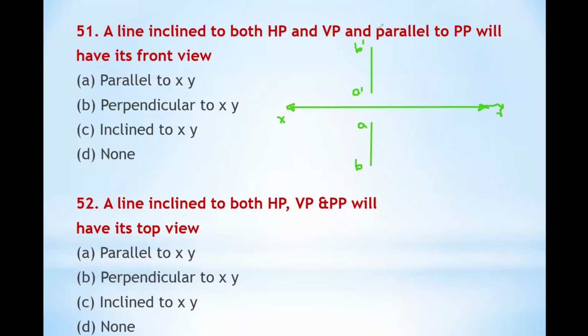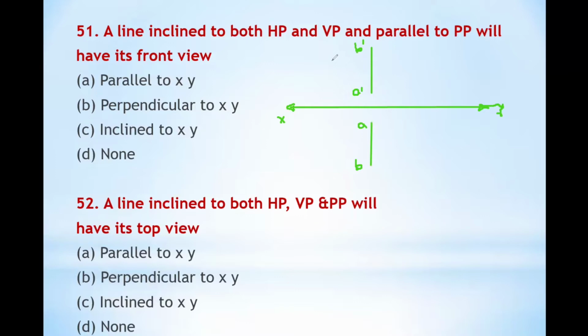Okay, and this line is parallel to the PP. That means in the case of this line, its true length we'll get in the side view. The front view and the top view are showing its apparent length. That means in both the views we are getting the apparent length of the line AB here. Okay, so let us see the options now. What have they asked?